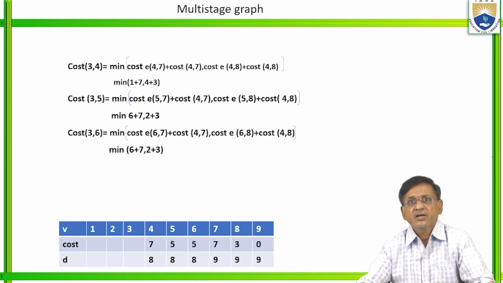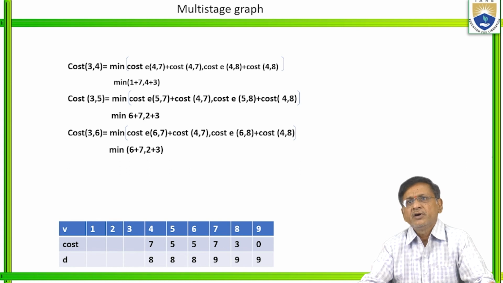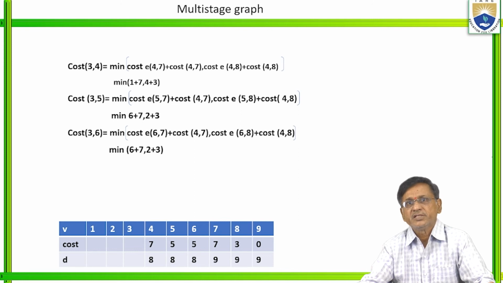Now you see cost of an edge 4 to 7 is 1 and cost of vertex 7 is equal to 7. So that is the one cost. Another one is cost of an edge 4 to 8 is 4 and cost of vertex 8 is equal to 3. You can also see the table, cost of vertex 8 is 3. So 1 plus 7 and 4 plus 3. So that 4 plus 3 is 7. That is corresponding to the destination 8. So now you see vertex 4, the cost is 7 and destination is 8.